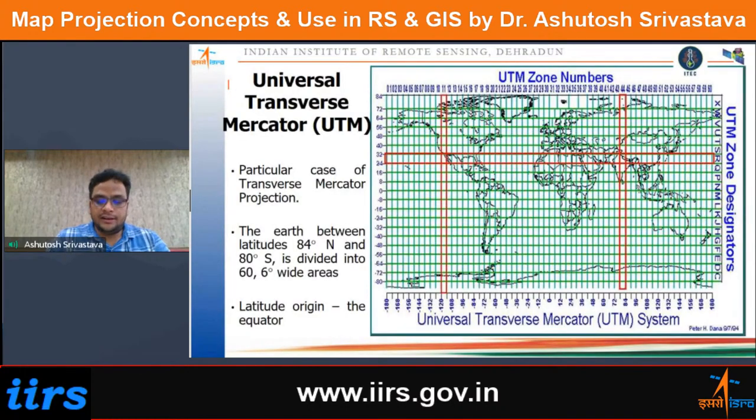Then we have one more concept, the Universal Transverse Mercator, UTM grids. What we are doing is dividing the whole map into 6 degrees of longitude and 8 degrees of latitude. So like that, we define zone-wise. Like in Dehradun, we are here in UTM zone 44.